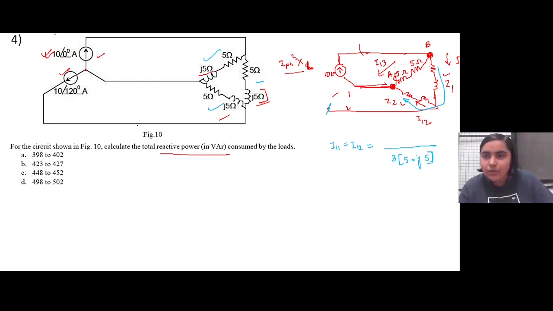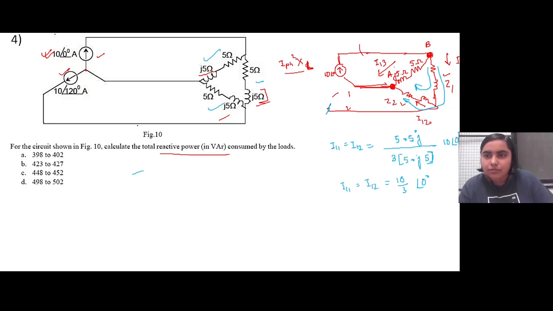And the current through this particular branch will be 5 plus 5j, because of the current divider rule. This is the total current. Is this clear? You remember the current divider rule, right? Yes. So we can then calculate this to be 10 by 3 angle 0. This is I11 and I12.